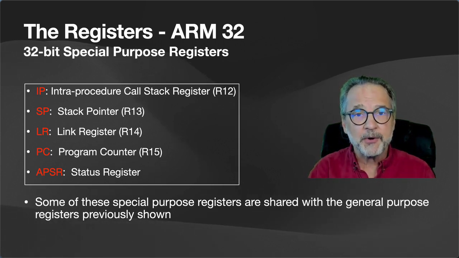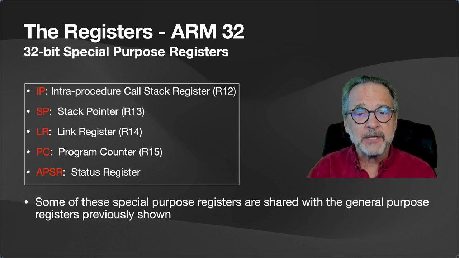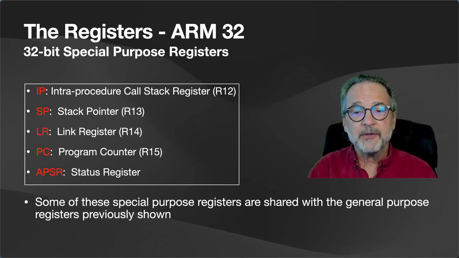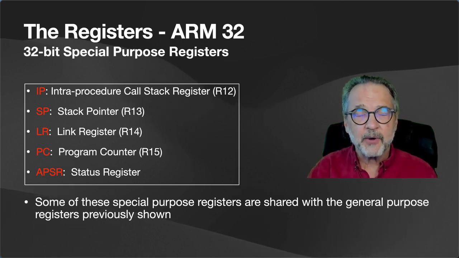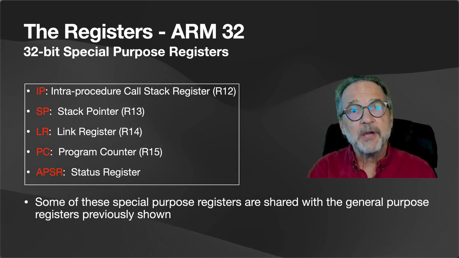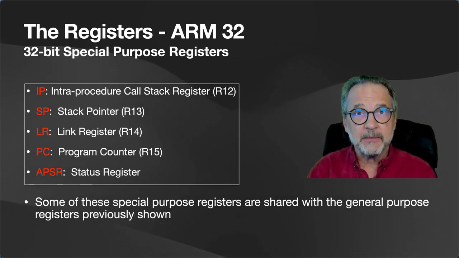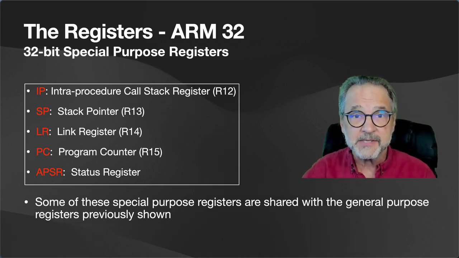We have the stack pointer, which is R13. We have the link register. We have the program counter. All those are shared with R registers. However, there is one, the APSR status register, which is not shared with any of the R registers. It is the register that tells you the status of the CPU.